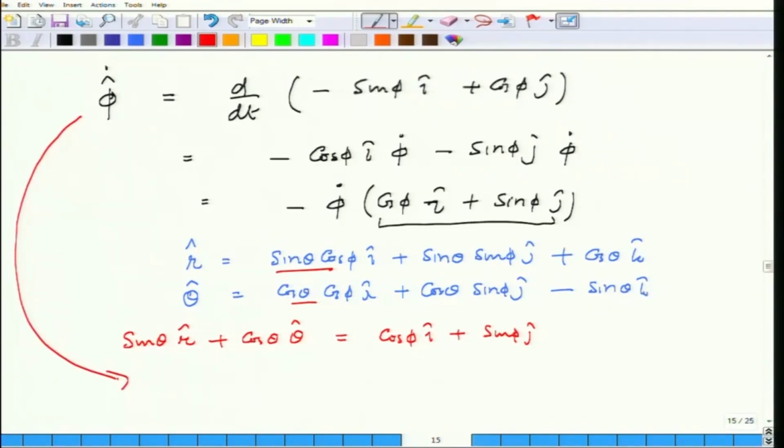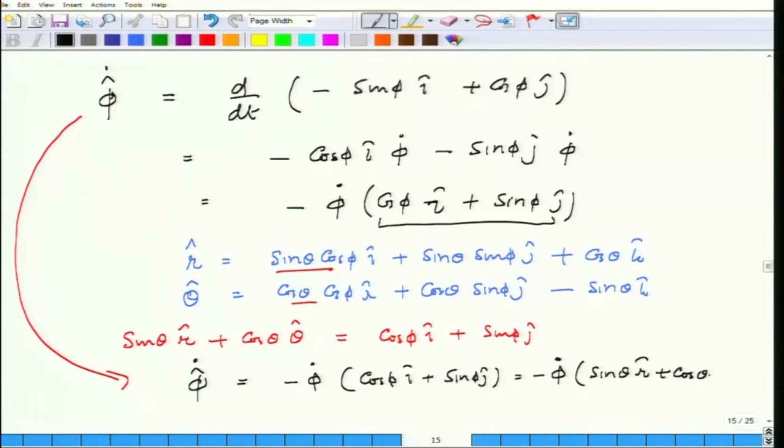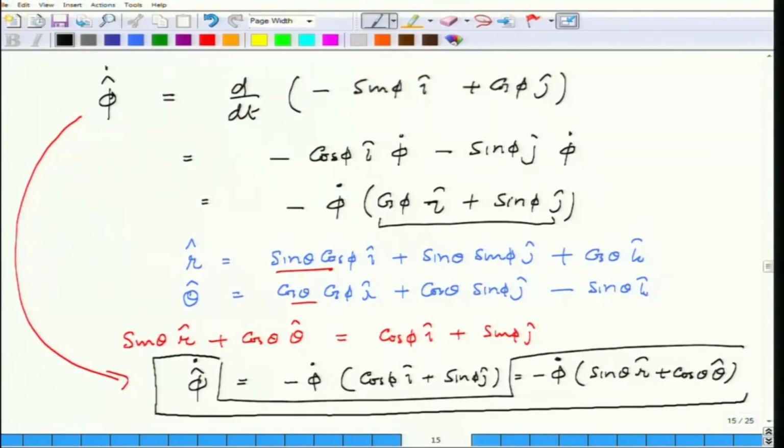So therefore, using this I can write phi unit vector dot is equal to minus phi dot cosine phi i plus sine phi j, as equal to minus phi dot sine theta r plus cosine theta theta. Notice that now we have written all these in terms of r, theta and phi, and no reference to Cartesian unit vectors.